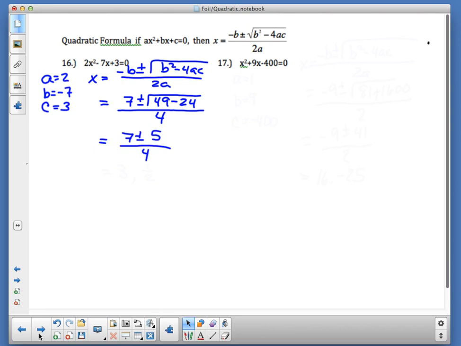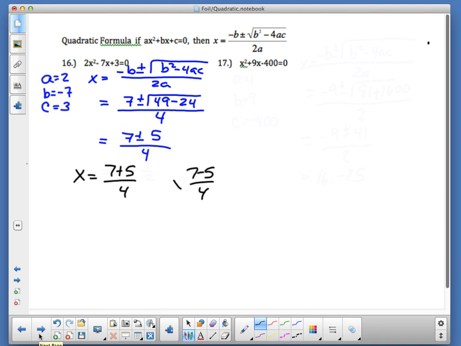Now, what's that plus or minus thing mean? Just to remind you, it's a really quick way to say we have 2 evaluations left. My x value is either 7 plus 5 divided by 4, or it's 7 minus 5 divided by 4. So it's 12 divided by 4, which is just 3, or 2 divided by 4, which is 1/2. So these are my 2 answers, my 2 places on the x-axis where my graph will cross.